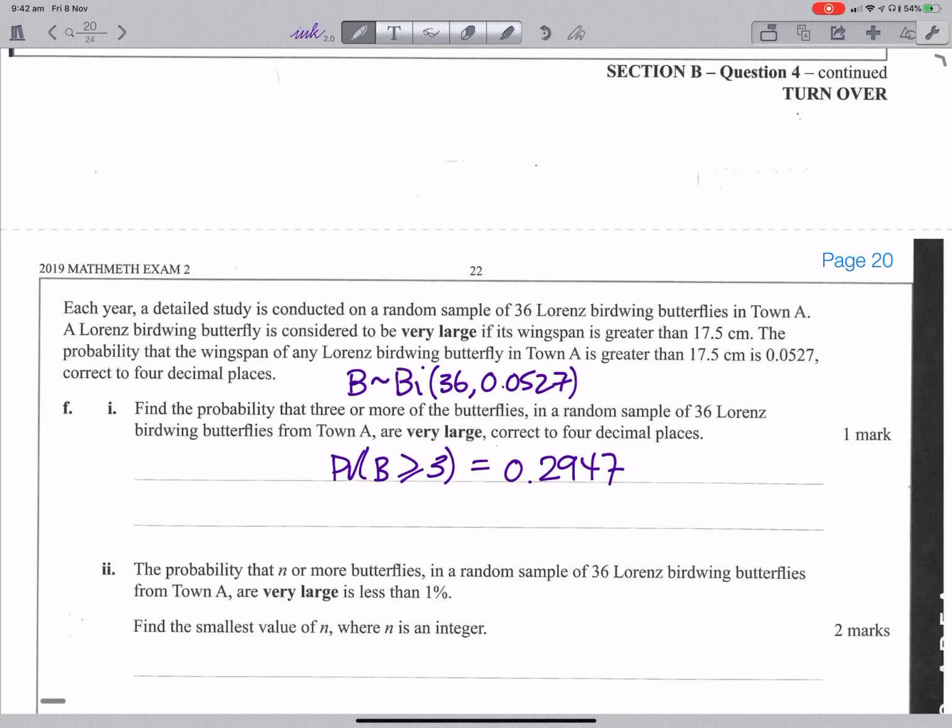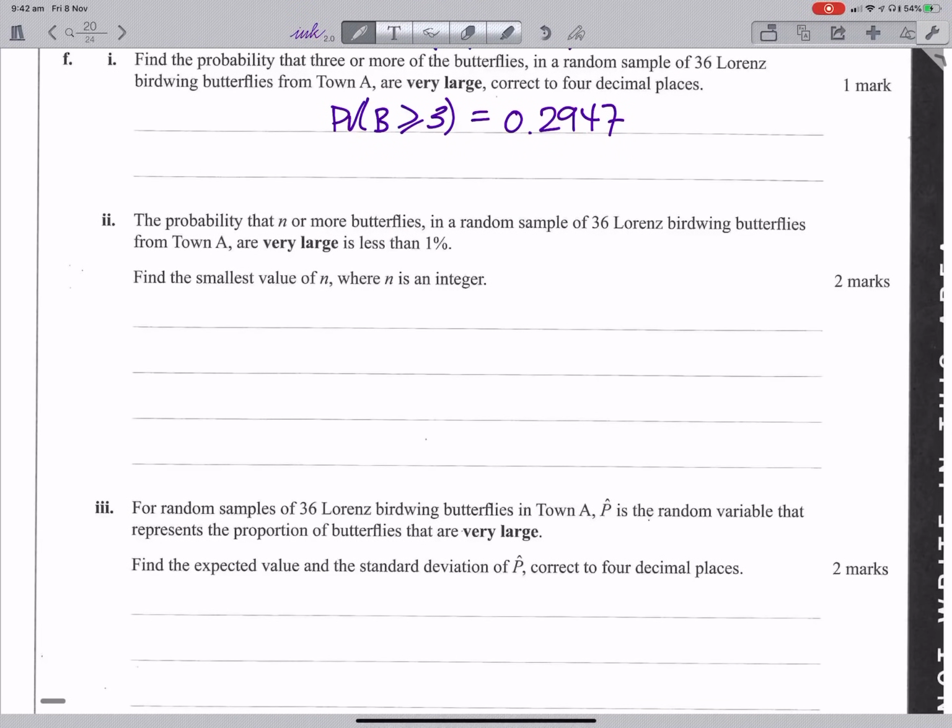0.2947. I think that is about right. Okay, the probability that n or more butterflies in a random sample of 36 are very large is less than 0.01. So the probability that B is greater than or equal to n is less than 0.01. Therefore, n is equal to.